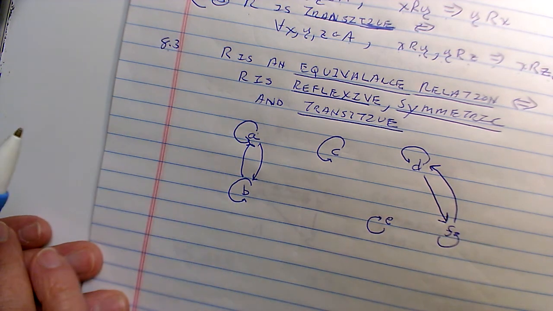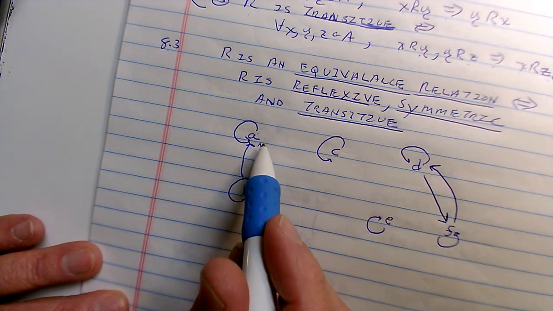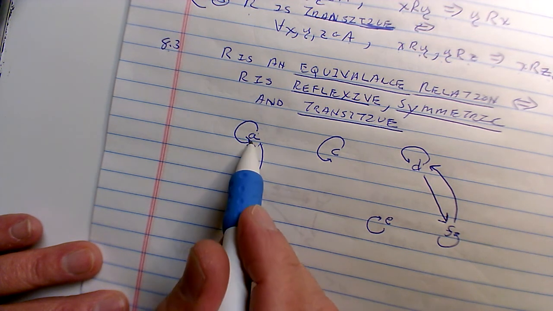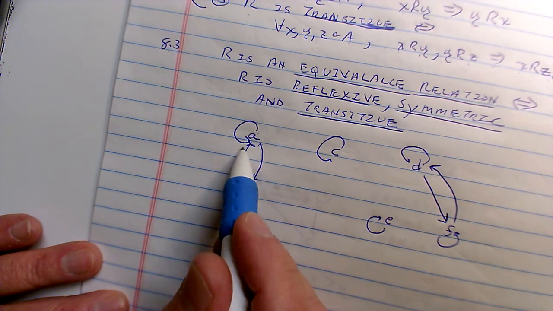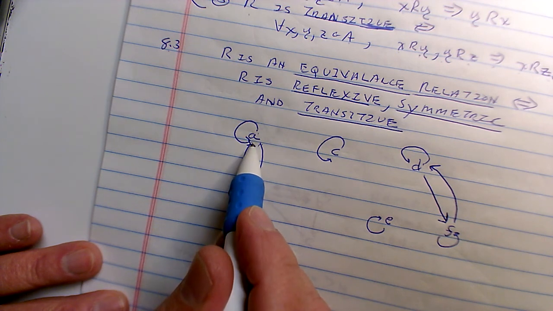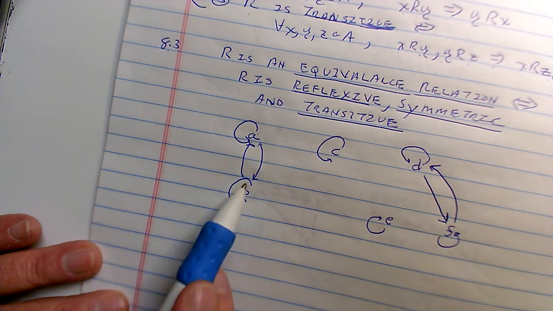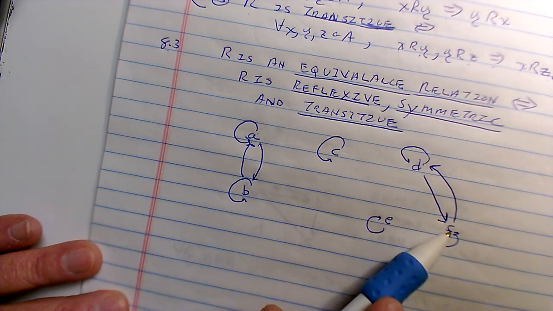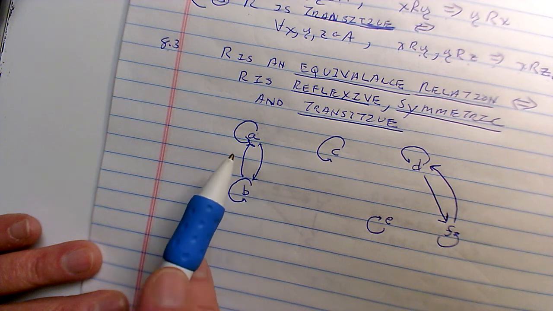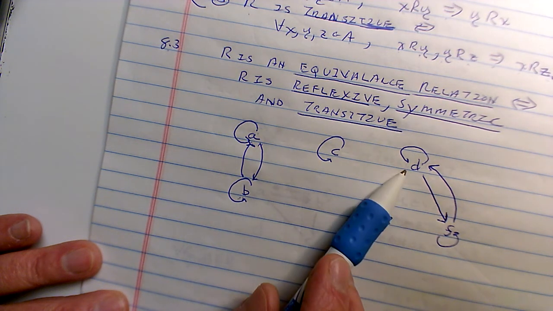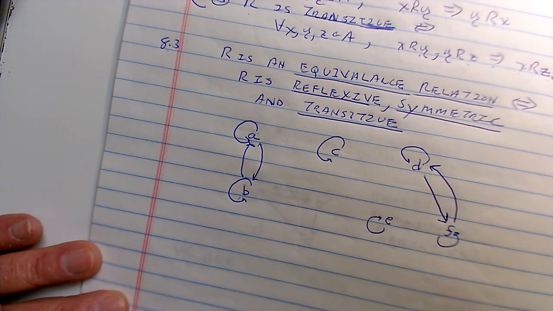The third property is transitive, and it says if A relates to B and B relates to A, then A has to relate to A. Oh, you see, I did that as a special case there. So this one is transitive here, and it's transitive here. And if I didn't have the reflexive property on A, or on B, or on D, or on F, I wouldn't be able to have the transitive property.